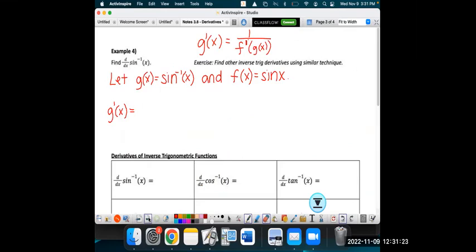So we have some of this filled out. Let's go ahead and write the 1 over the inverse derivative formula, 1 over g prime of x. I'm actually going to write sine inverse of x in there. And let's see, we already know what f of x is. What's the derivative? Cosine? And sine inverse of x is still in there.